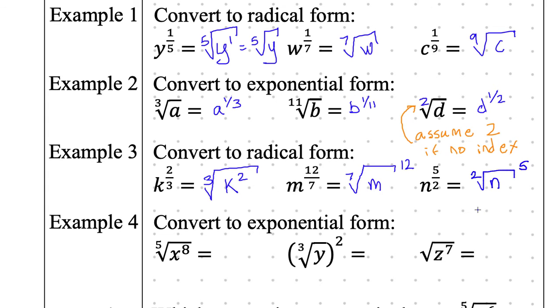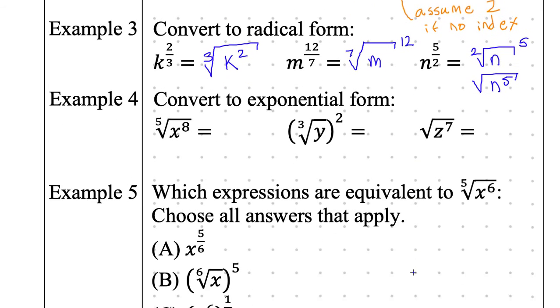If not, you can give it to someone else too. Beverly. You don't put anything there? Yeah, just no index, just the square root of n to the power of 5. So you can have an index of 2 or not. When there's no index, you assume it's 2, so it's fine to not have any index on this one. Both of those are correct.